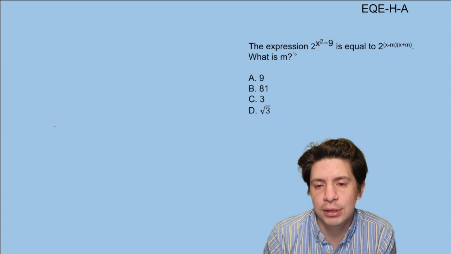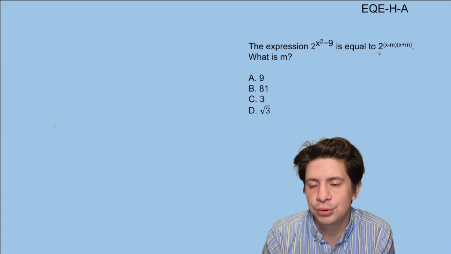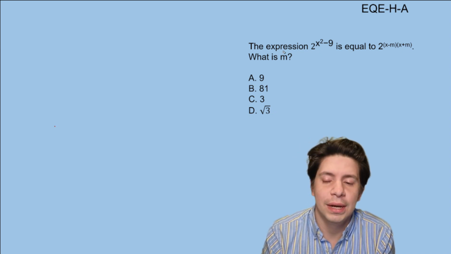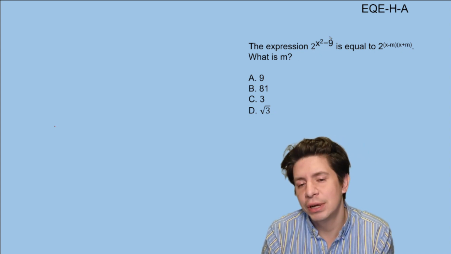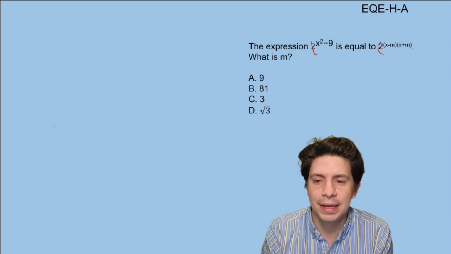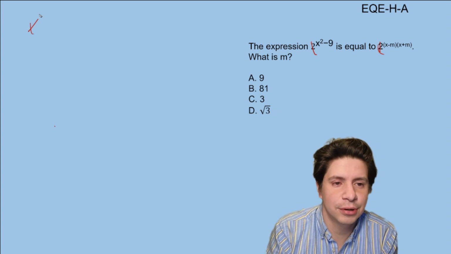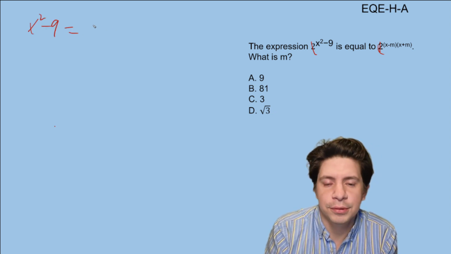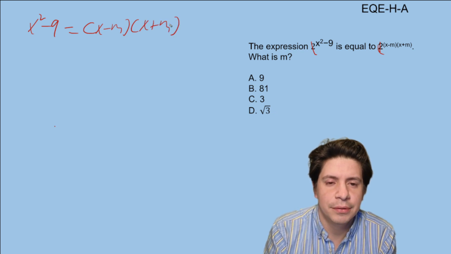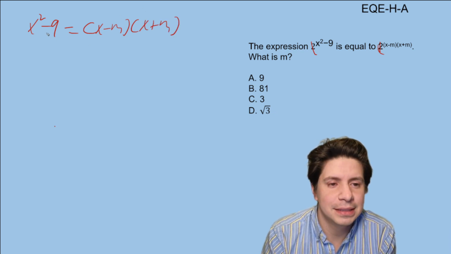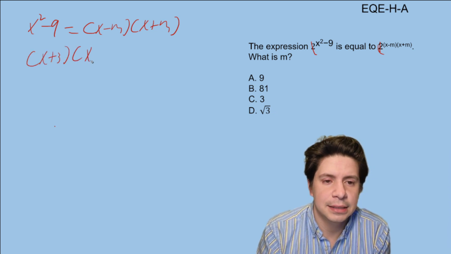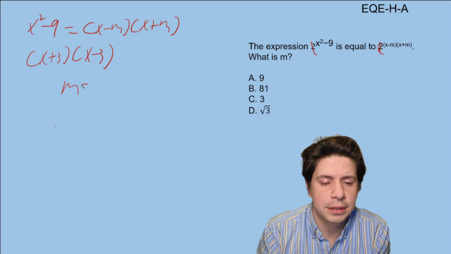you'll be set. So the expression 2 to the x squared minus 9 is equal to 2 to the x minus m times 2 to the x plus m, right? What is m? So I think some people would try to think about the relationship overall, but since it's both 2 and 2, you can cancel them out, so you're going to get left with just x squared minus 9 equals x minus m, x plus m, right? And then when we have this, it's a difference of squares, so this, when we factor, would be x plus 3, x minus 3, so m equals 3, right?